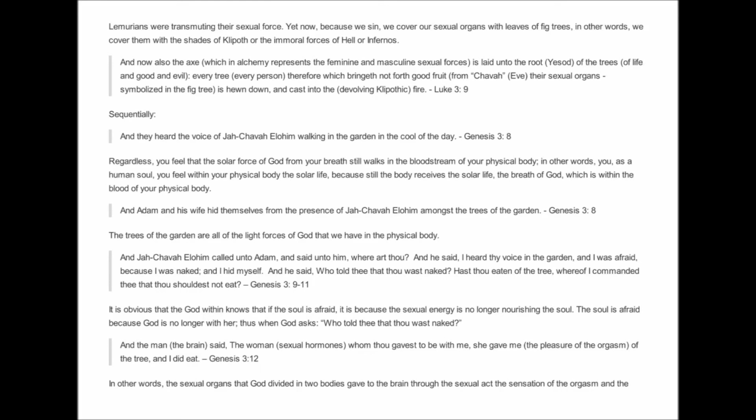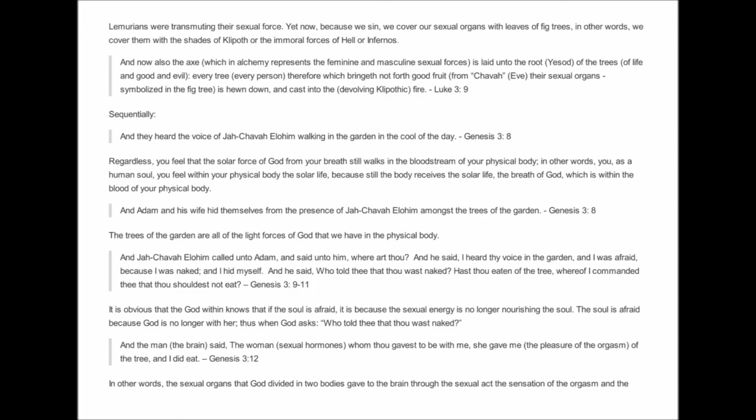We, in this physical world, look for titles, look for this, look for that, in order to have success in this physical world, in order to hide our shame, our nakedness. Before, the sexual organs were acting in the right way. We were transmuting the sexual force, but now that we've sinned, we cover them with fig trees, with the shades, in other words, of klipoth, or the forces of hell, inferno.